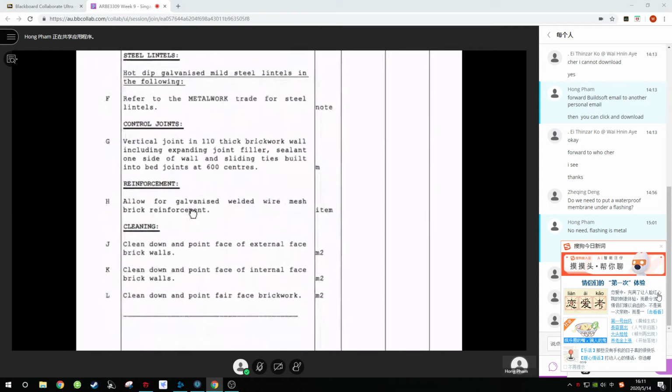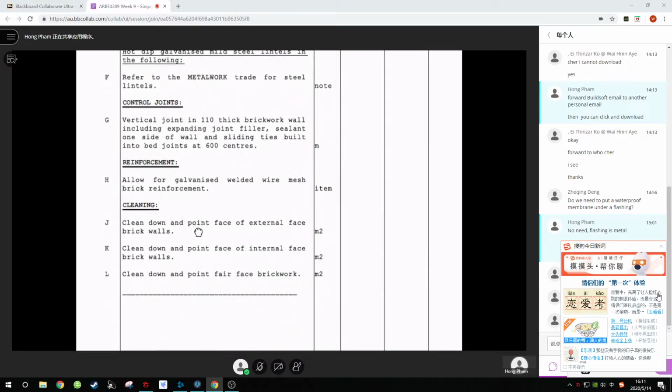Okay, so you have reinforcement. You need reinforcement for brick. Then cleaning down. If you have fair face or face brick, you need cleaning, because face brick is meant to look nice. To expose the brick, there will not be any plaster, so you must do cleaning down. Alright, so these are the few items you need to calculate.